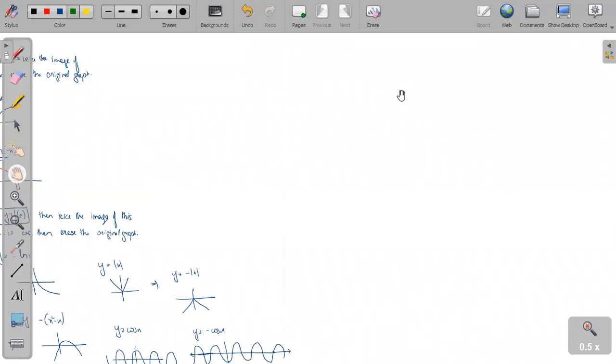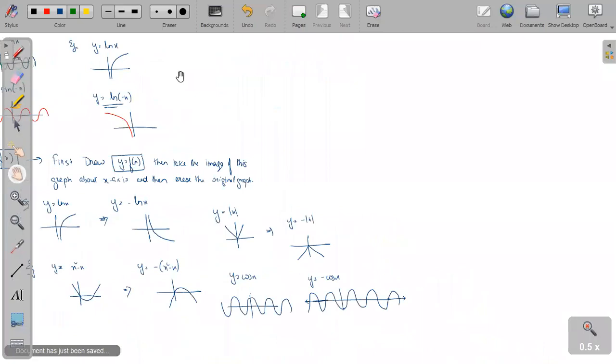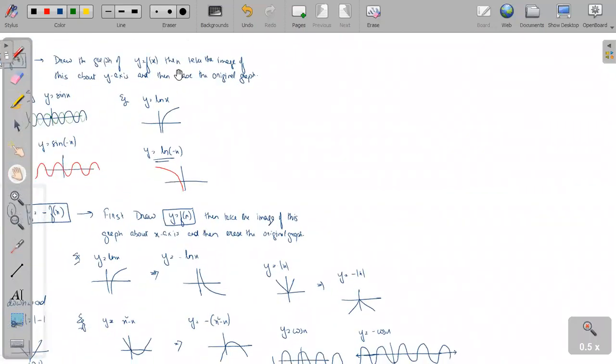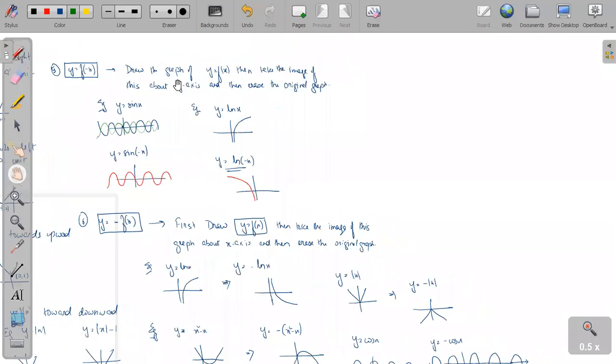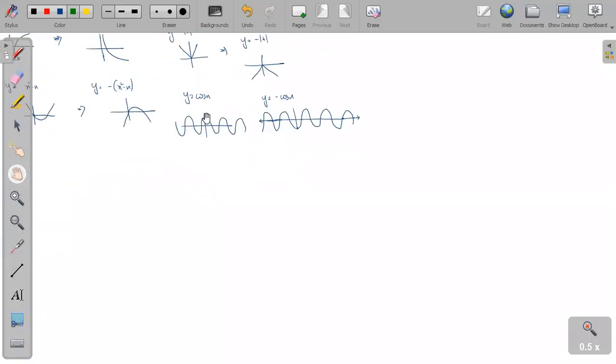Sir, the graph of y is equal to cos x and y is equal to cos of minus x will be the same, no, sir? Yes, that's why cos x and cos of minus x are the same. See, this is the graph of cos x. If you take the image about the x-axis, or about the y-axis, you will get the same graph only.